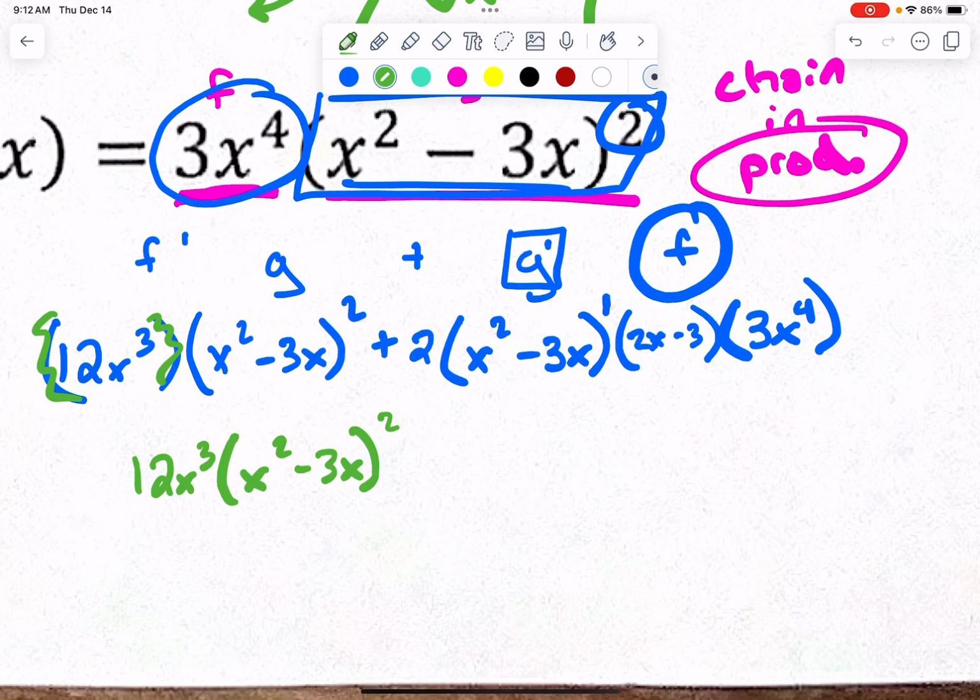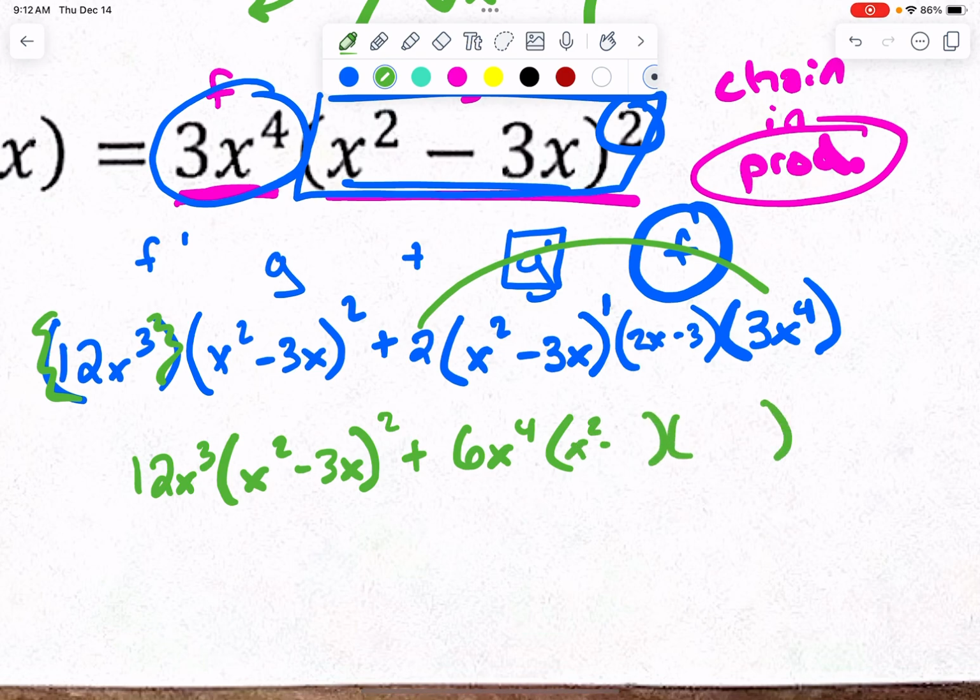I don't want to FOIL any of that out. 2 times 3x squared, though, or 3x to the 4th, is 6x to the 4th, and then I'm just going to leave the other two bubbles the same. x squared minus 3x times 2x minus 3, okay? So those are both to the 1st power, so technically we could FOIL those out and then distribute the 6 through. I don't want to do that.